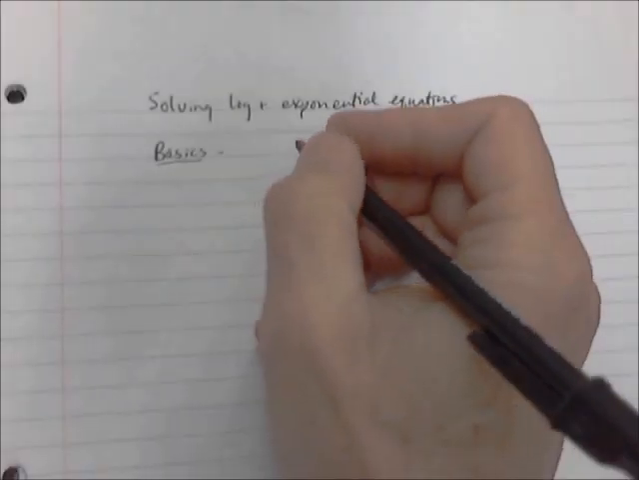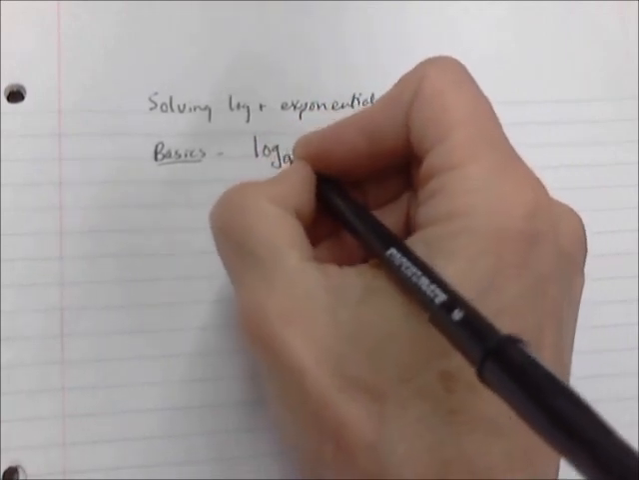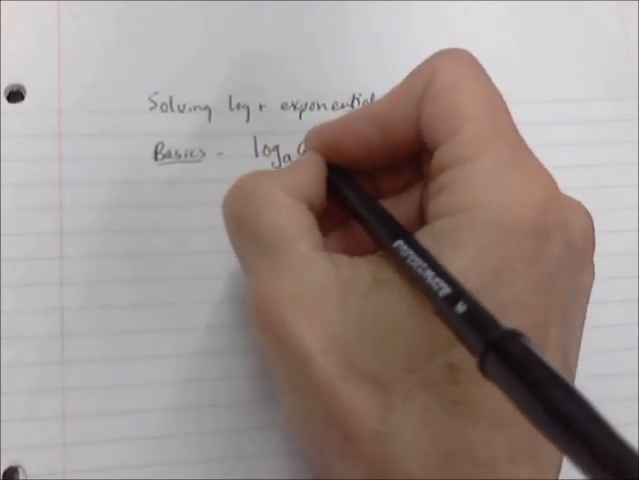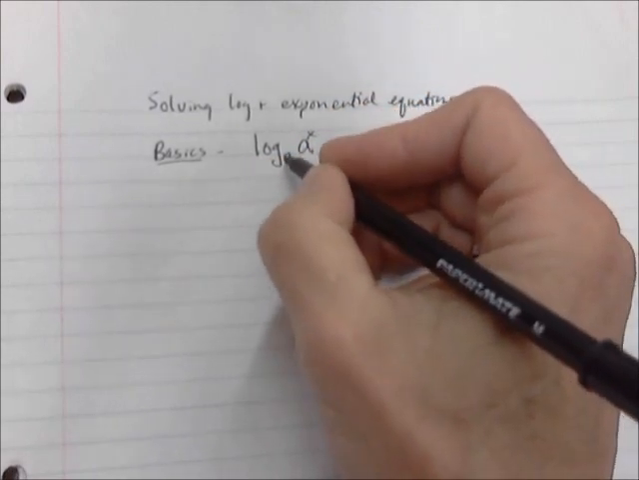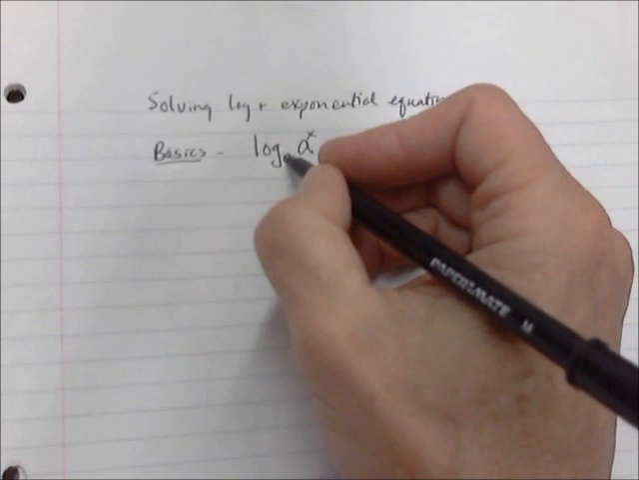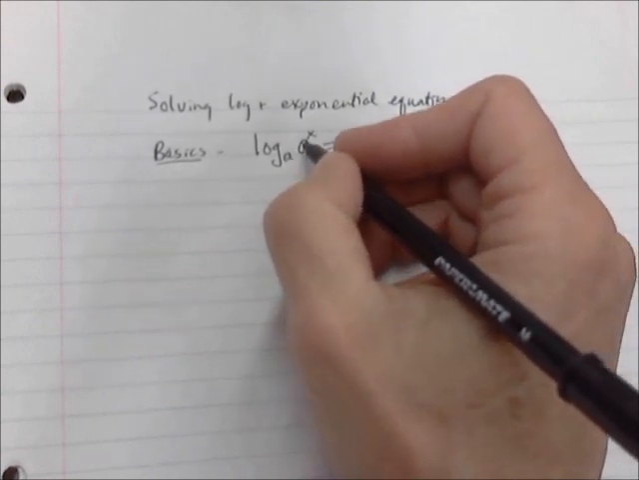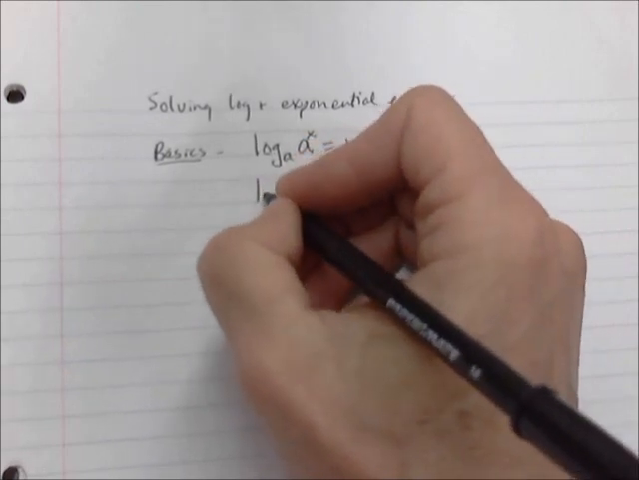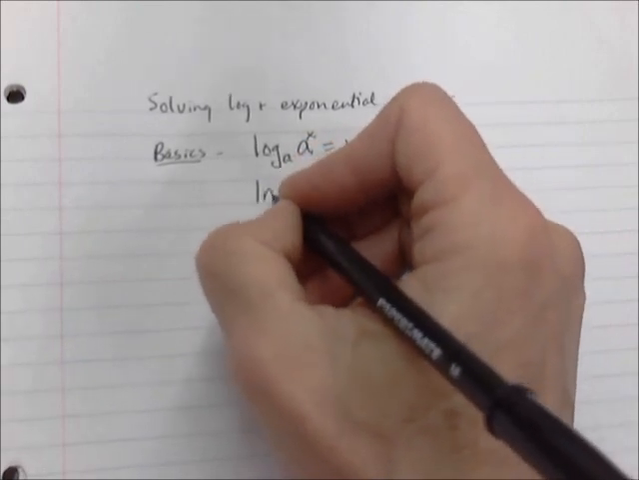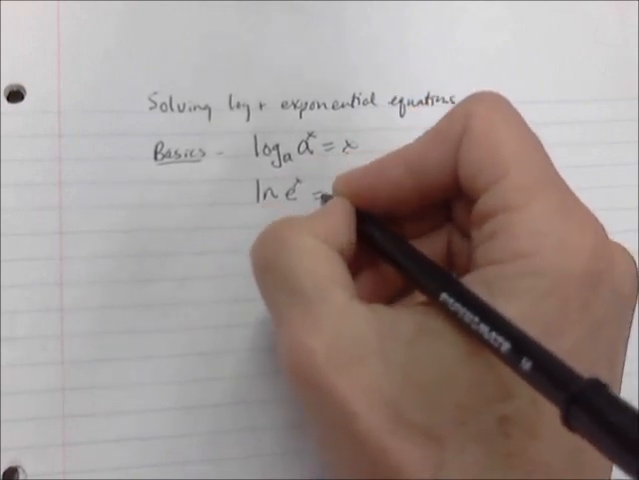First of all, a couple that we talked about in class today is that the log base a of a to the x is equal to x. That means the exponent on a that will give you a to the x is equal to x. And the same law as far as the natural log goes: the natural log, this is log base e, of e to the x is equal to x.